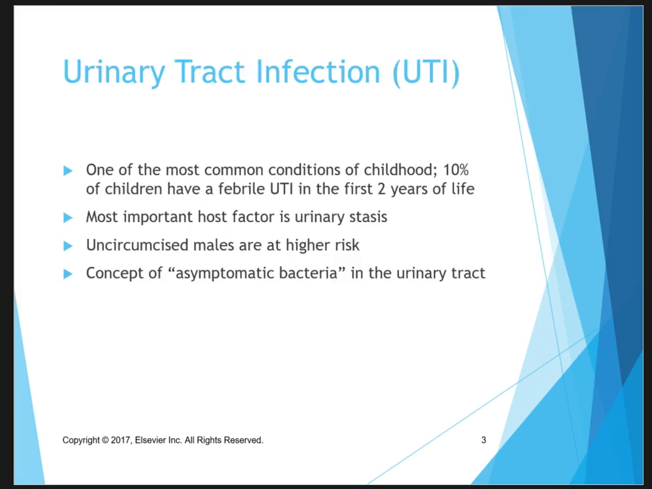So if you look in the chapter, a big portion of it focuses on UTI, and that's what we're going to focus on because it's such a prevalent and important issue. So about 10% of kids are going to have a febrile UTI in the first 2 years of life. And in infants and young children, the overall prevalence of UTIs in general is about 7%.